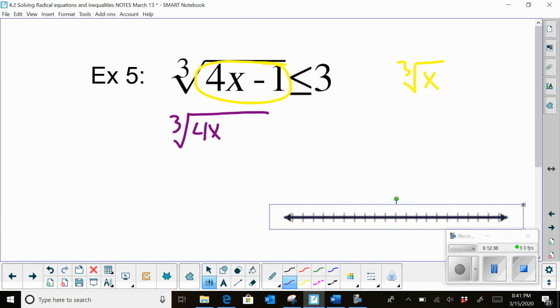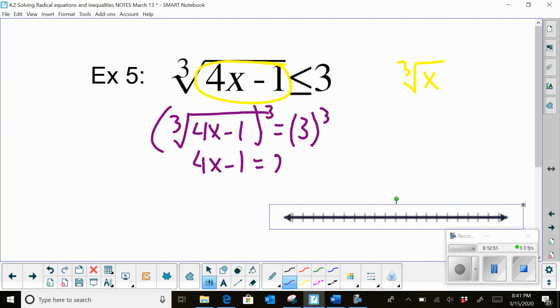So you've got the cube root of 4x minus 1 equals 3. We're going to cube both sides, because that's what undoes the cube root. You're going to take the cube root, and the cube are going to cancel out. You get 4x minus 1 equals 27. That's 3 cubed. So you're going to add 1 and divide by 4. So x would equal 8. No, 7, sorry. And then you're going to plot that on your number line.